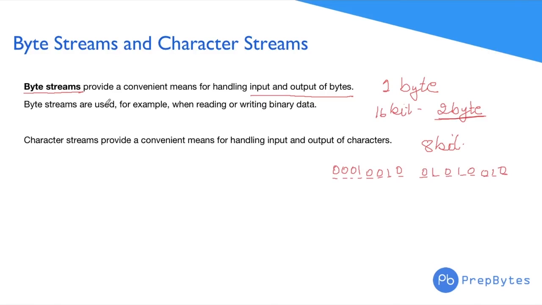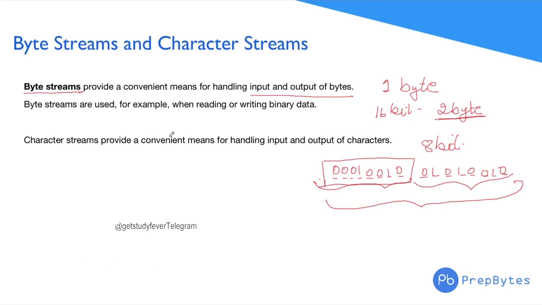So how will the byte stream perform? The byte stream will first read this and then this. So obviously the character has to be read in 2 bytes. If you have to read characters or text files or something like that, then byte stream won't help. It is generally helpful if you have to read or write binary data, which means you can read 1 byte at a time.